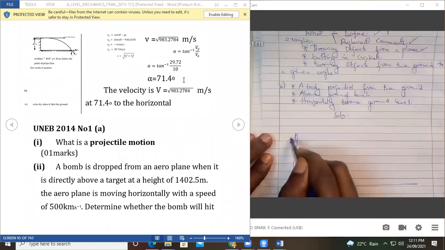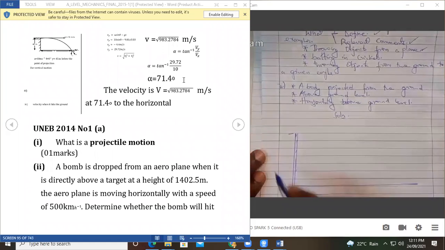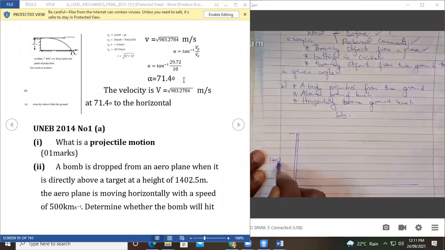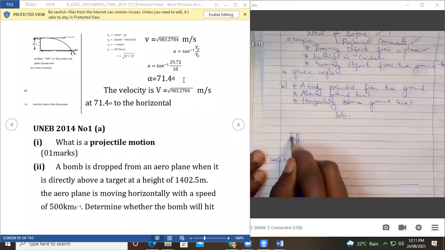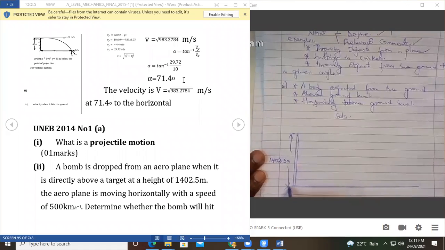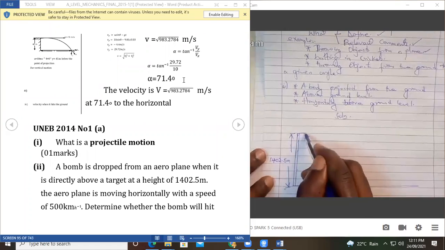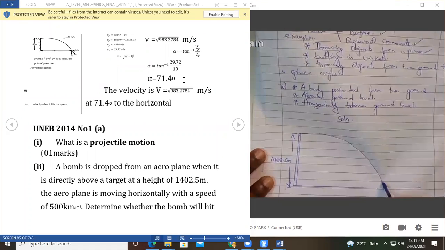But it has a given height of, what's the height? It is 1,402.5 meters above the ground level. And the plane is moving horizontally. So which means the object will move like this.